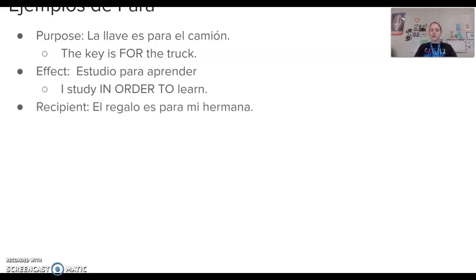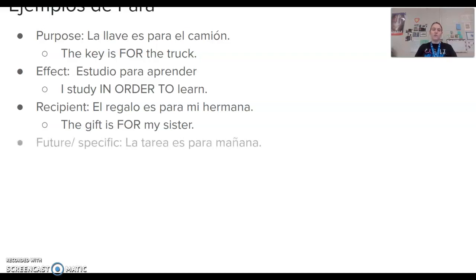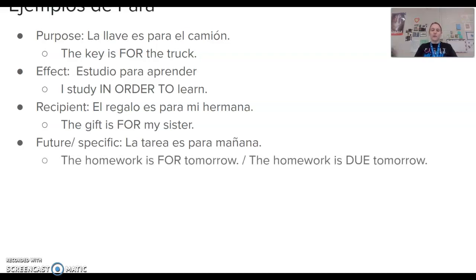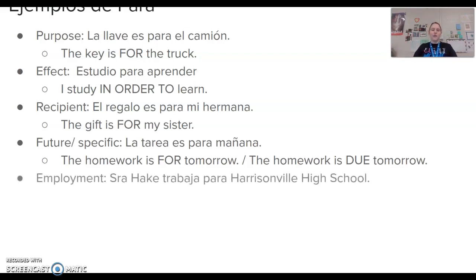Recipient. El regalo es para mi hermana. The gift is for my sister. That's who it belongs to, or will belong to. Future specific. La tarea es para mañana. The homework is for tomorrow. Okay, it's due tomorrow, so that's what you use for deadlines. Oh, I have to do this para whatever. I have to do this by that time.